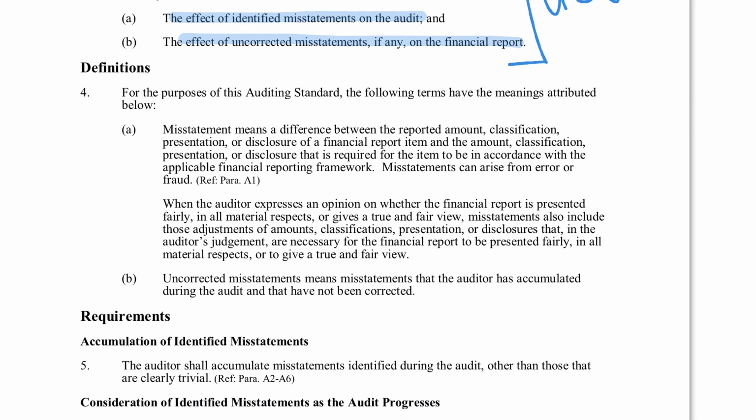There's only a few definitions in this particular standard. So the first one is a misstatement is a difference between the reported amount, classification, presentation, or disclosure of an item, and the amount, classification, presentation, or disclosure that is required in accordance with the applicable financial reporting framework. Now, in most circumstances, that applicable financial reporting framework is going to be, for Australian viewers, your AASBs, and for international viewers, your version of IFRS. If you're in the US, obviously that's going to be US GAAP.